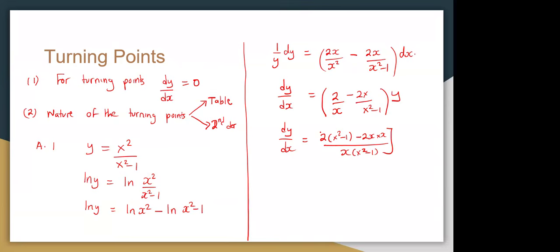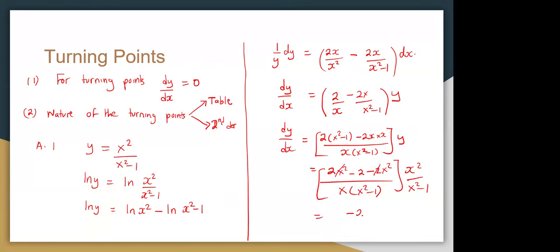Then everything I multiply times y. So when I open, I'll have 2x squared minus 2 minus 2x squared, all out of x into x squared minus 1. Then if I multiply times my y, which is x squared out of x squared minus 1, you notice that this and this are going to cancel. I remain with negative 2x squared, and down I'll have x into x squared minus 1.